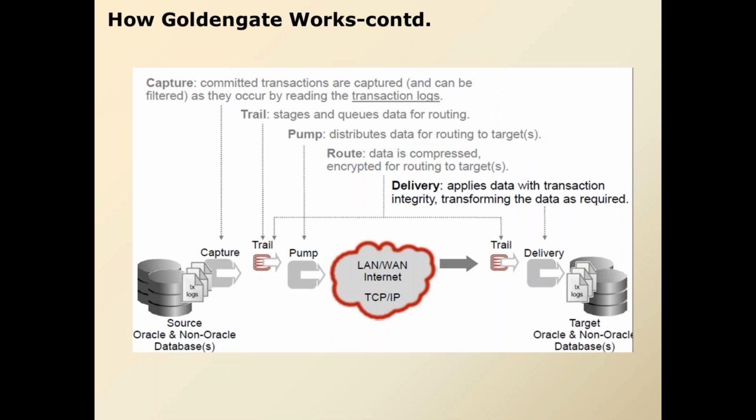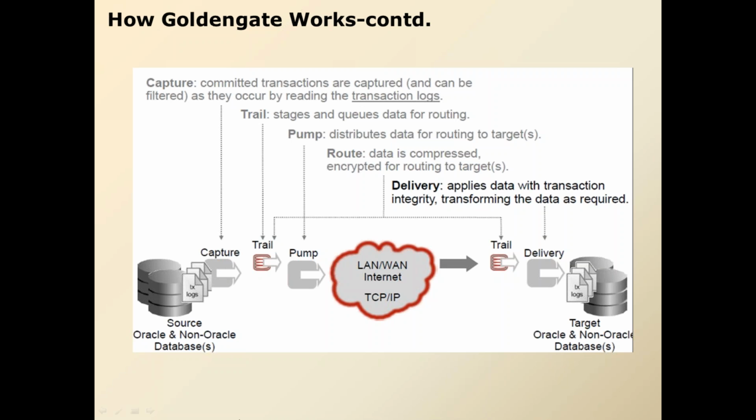Once the data is captured by the capture process and written to the local trail, the GoldenGate data pump process reads the data out of your local trail, sends it over the TCP/IP network and writes it to a trail file on the remote system, which is known as the remote trail. As soon as data becomes available in the remote trail, the GoldenGate delivery process reads the data out of your remote trail and applies it to the target database. So there are three processes involved in the replication. One is the capture process, which captures the data.